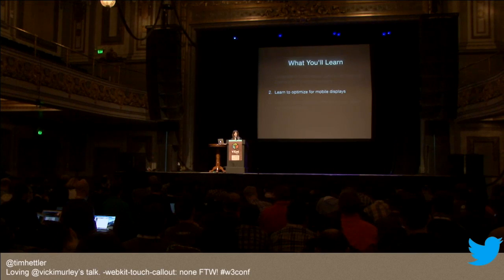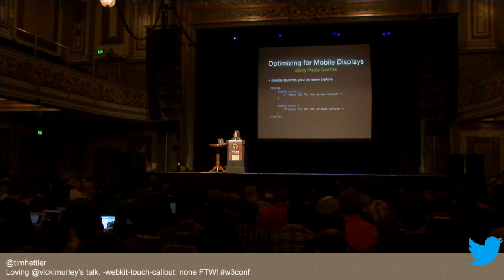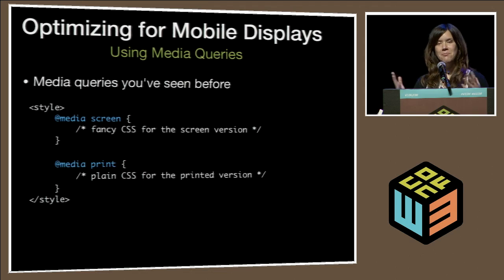Now I want to talk about optimizing content for mobile displays. So media queries are probably something that you're all familiar with. This is a very common media query that harkens back to the very first days of media queries. We've all seen a query that, for instance, specifies specific CSS for screen versus print. Maybe you don't want the background images to be printed from your web page. So this is a very common example.